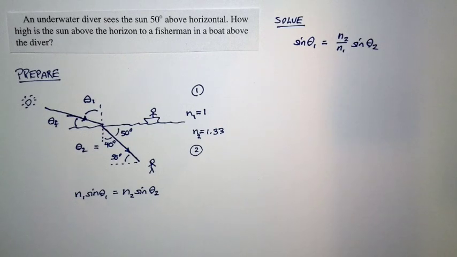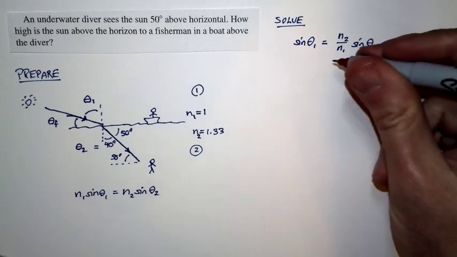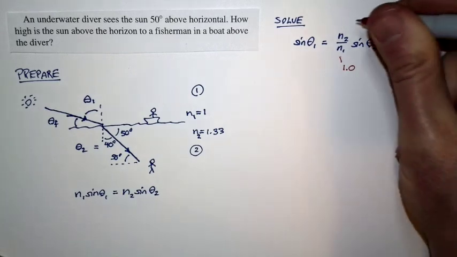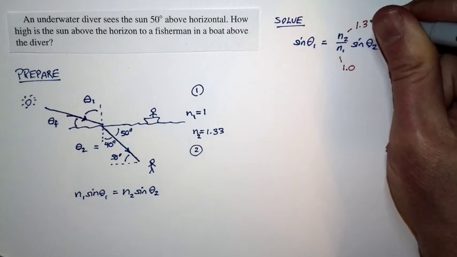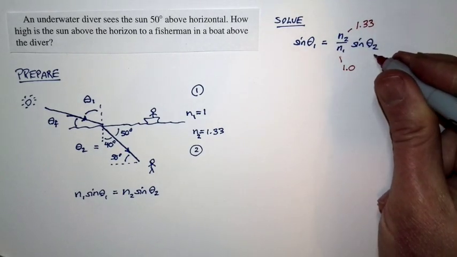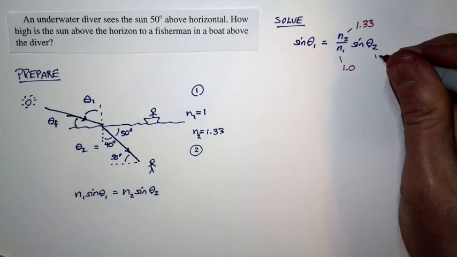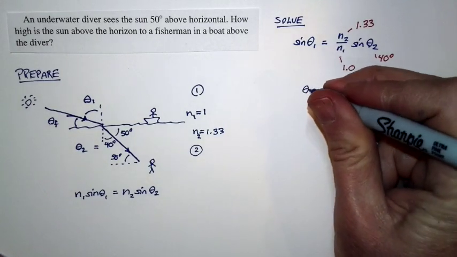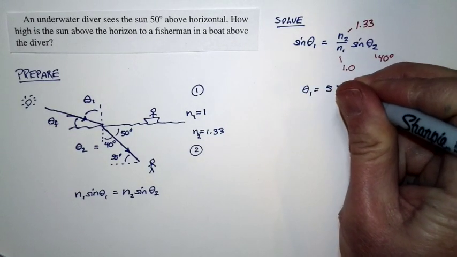In this relationship, I know everything, basically. I know what n1 is. n1 is medium 1. That's air, so it's 1. n2 is water, index of refraction of 1.33. And theta 2 is 40 degrees. So we have everything we need, and we can solve for theta 1. If we do that to two significant figures, I get 59 degrees.